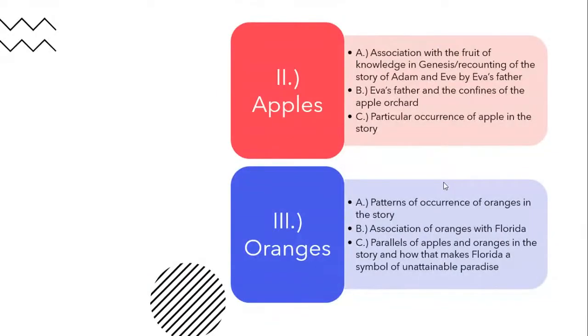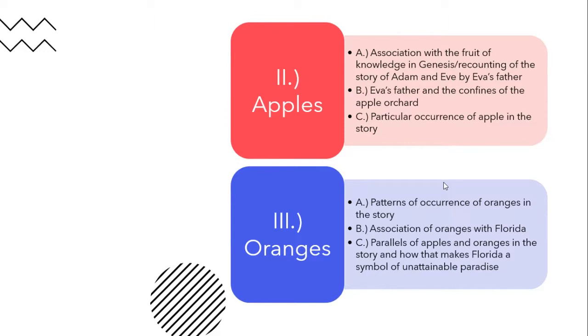Right, so if you were going to be writing this paper using the subject by subject model, which would probably be the best choice in this case, you'd want to go into a full discussion of the apples in the novel, right? You'd want to talk about the association with the fruit of knowledge in Genesis, recounting of the story of Adam and Eve by Eva's father. So again, I'm just making this up. There's no actual story that this is referring to. But I hope you could easily see how it's nonetheless referring to particular instances in the text, in this imaginary text.